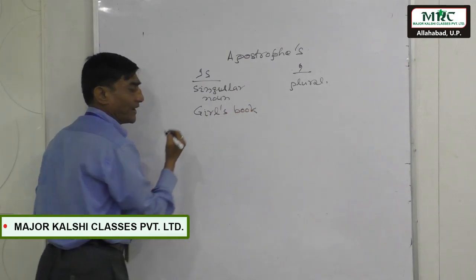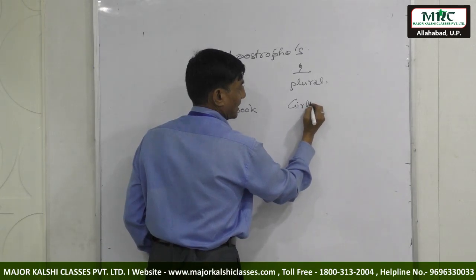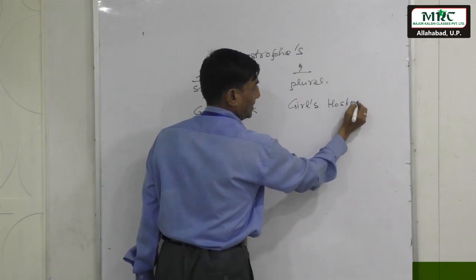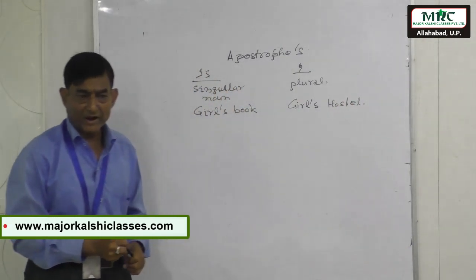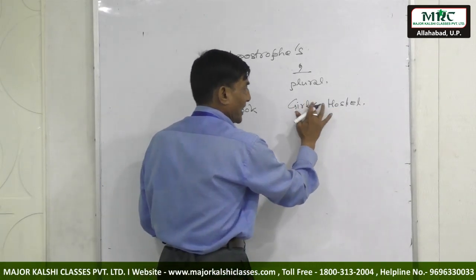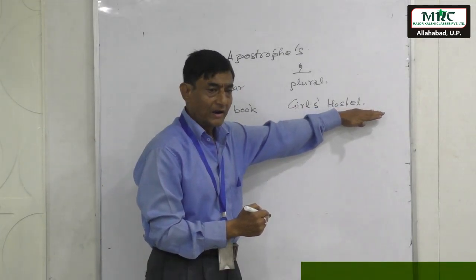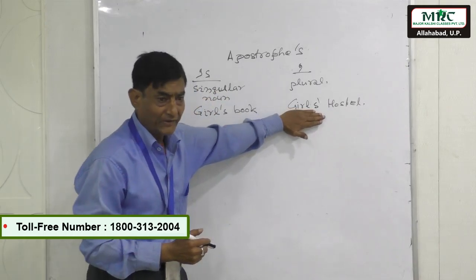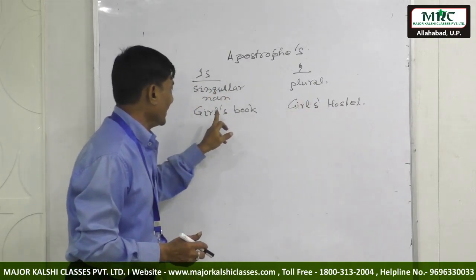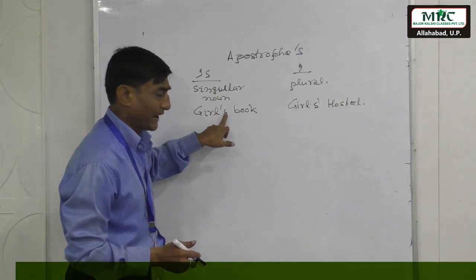The book can be of a single girl, but if we say girls' hostel, it is right because we can never get a single girl residing in a single hostel, and we have to use girls' hostel because the hostel belongs to each and every girl, and here we have to use this in plural form, and we just have to use the apostrophe. But if it's a singular noun, we have to use apostrophe and s both.